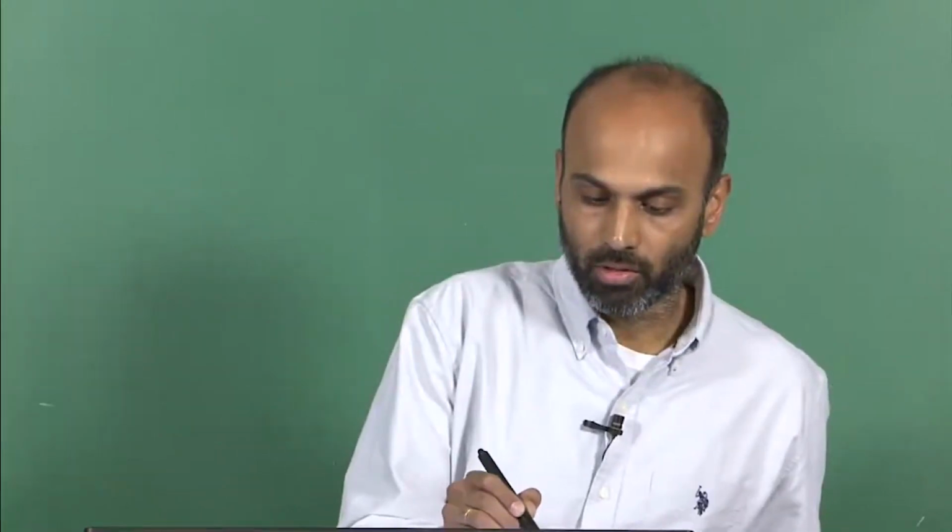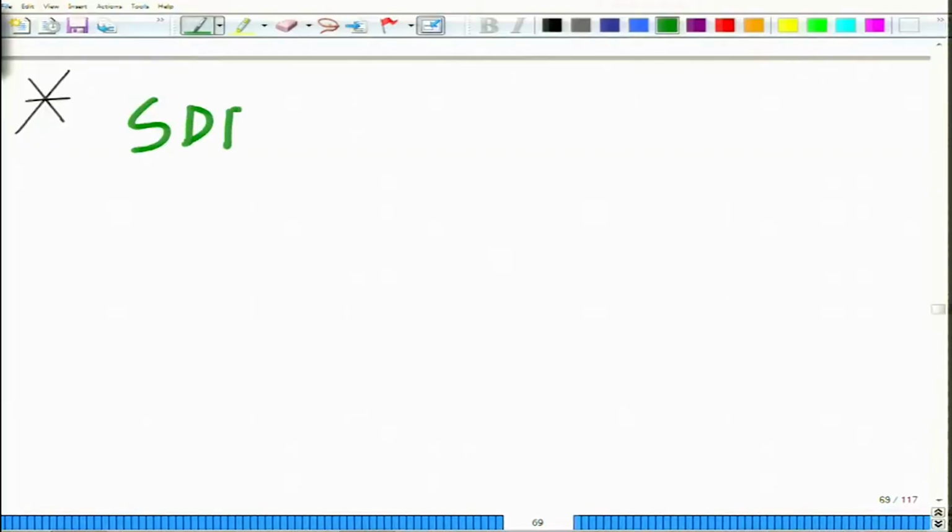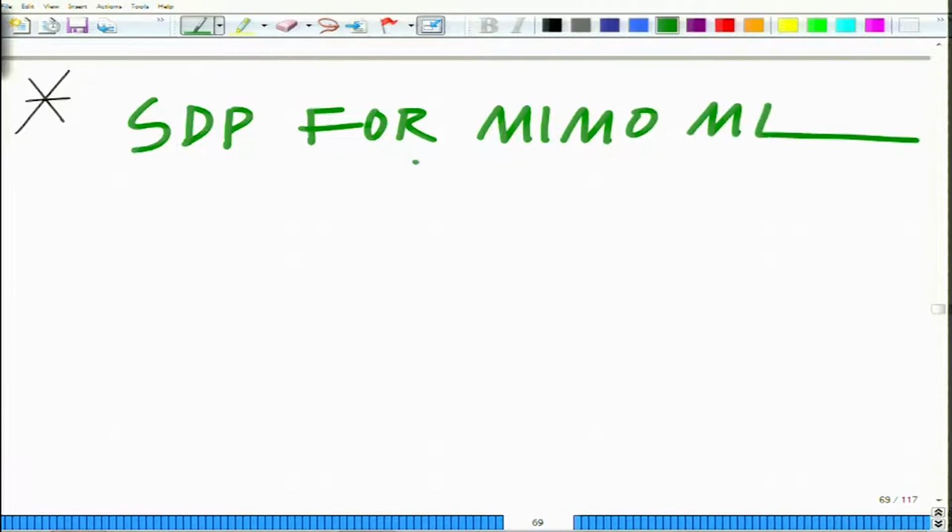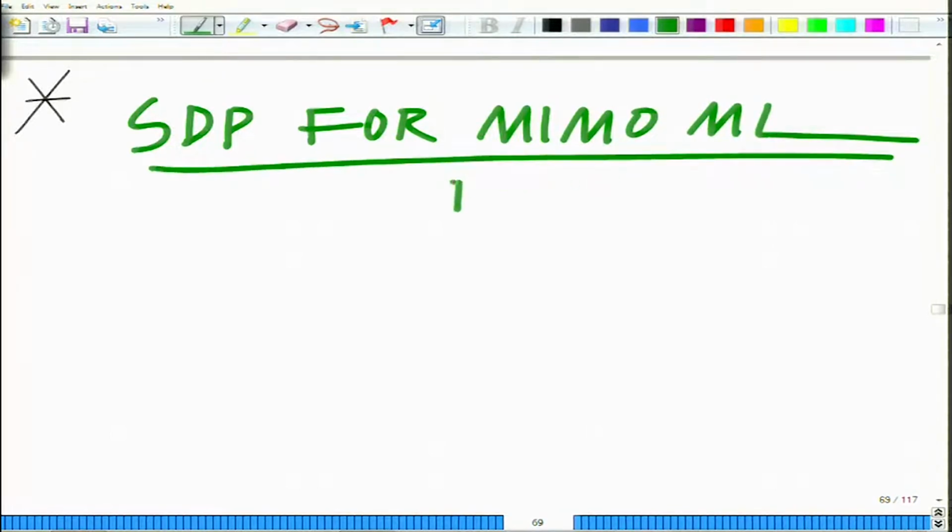So, we are looking at SDP, that is semi-definite programming, and its application in the context of MIMO detection, that is how to reduce the complexity of the MIMO detector, that is the maximum likelihood detector. Okay. So, we are looking at SDP for MIMO ML detection rather.